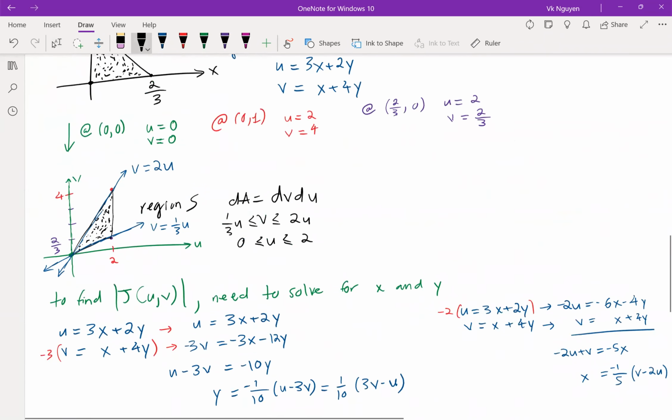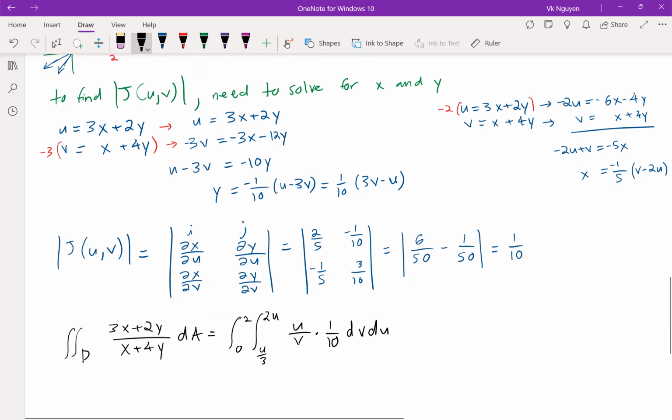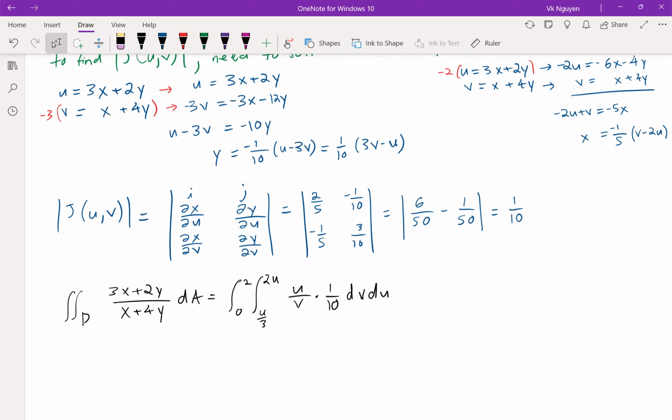In here, what do we have? In here, u over v. Oh, that's the Jacobian, 1/10, dv du. Aha, how nice. Work it out, and the integral here is pretty simple, so you guys can do this, right? The answer is ln something over 5.